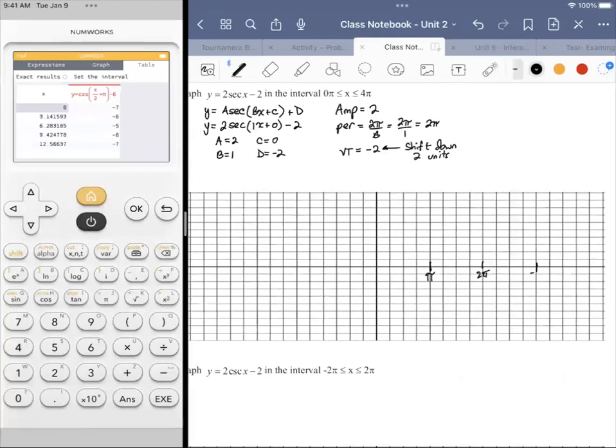Two, 3, 4, 3 pi, 4 pi. I'm going to let one box up. Actually, do I have enough room? I don't think I do, but yeah, I'm playing with fire, so I'm just going to let one box be equal to 1 unit. All right, my amplitude is 2, so I want to go up 2 boxes and down 2 boxes.